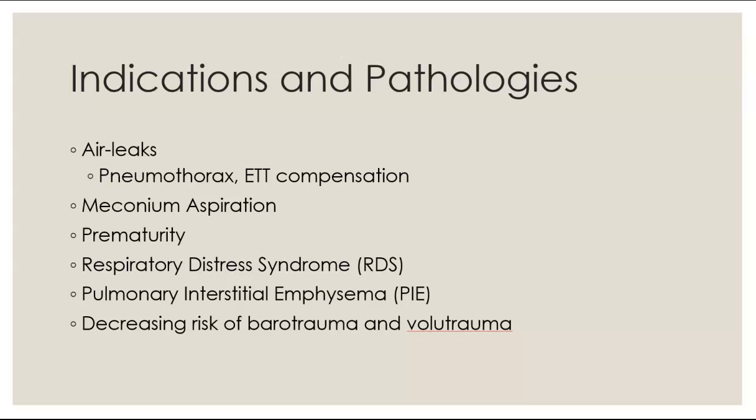So the most common situations where we see airway clearance needs are meconium aspiration in neonates. Prematurity, an excellent piece of equipment for protecting the lungs. Respiratory distress syndrome, it still is just a high frequency ventilator. It works great for that. Oh, pulmonary interstitial emphysema, sorry, excuse me, I said prematurity. And then it helps decrease the risk of barotrauma and volume trauma that can come from delivering positive pressure ventilation to stiff, non-compliant, and itty-bitty baby lungs that are just underdeveloped.